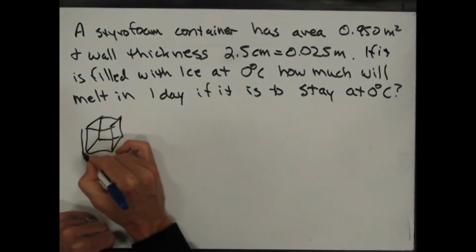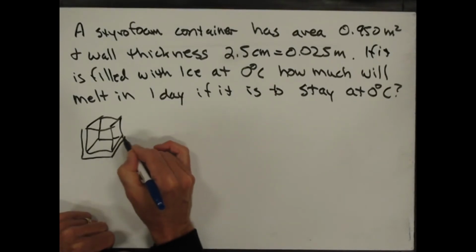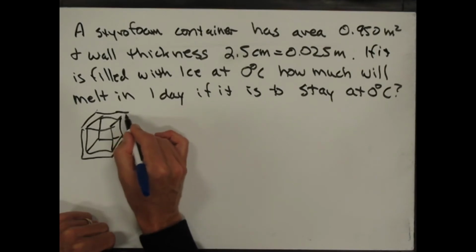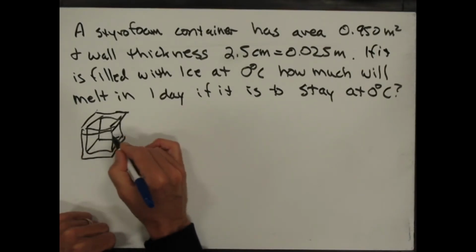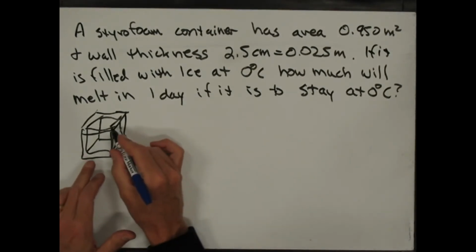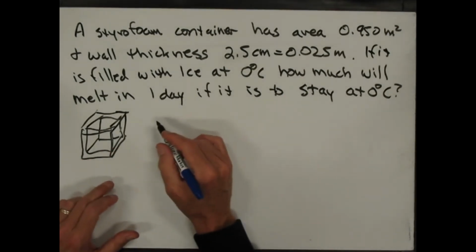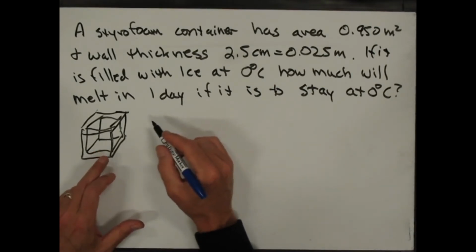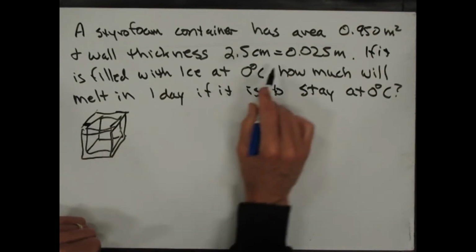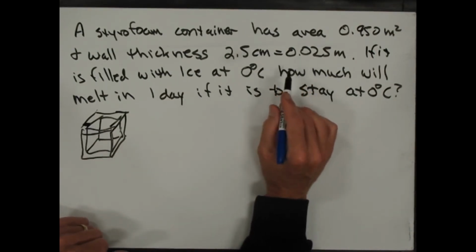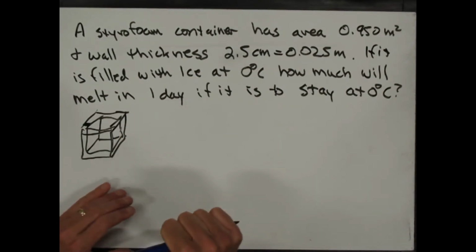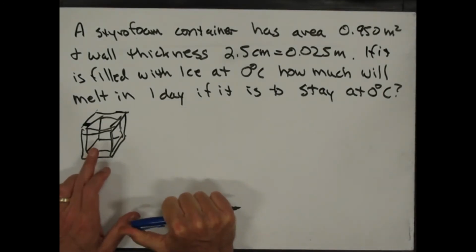Right, but it's got a thickness to it, and so it has a, I don't know how to draw that, but you get the idea, right? It's kind of a, so here's the outside of the box, here's the inside of the box. I guess the average of those two is 0.95 meters. The wall thickness, so this distance here, is 0.025 meters. And what we're going to do is fill it with ice at 0 degrees C and figure out how much will melt in a day, assuming that it stays at 0 degrees inside, right?